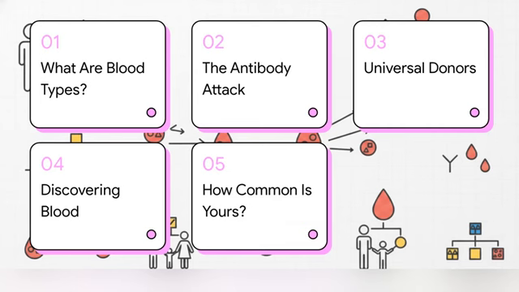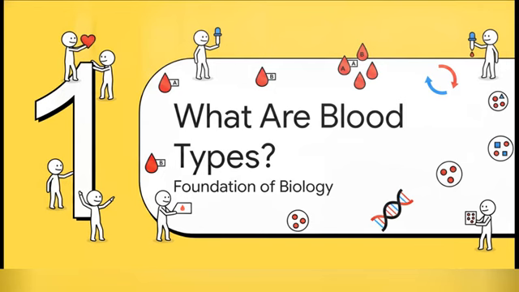Okay, let's dive into this. Here's our roadmap. We'll start at the microscopic level with blood types and your body's antibody security system. Then we'll meet the universal donors and recipients. After that, we're going to zoom out to look at the fascinating history of how we even discovered these blood groups in the first place. And finally, we'll wrap it up by looking at the real-world impact and just how common your specific blood type actually is.